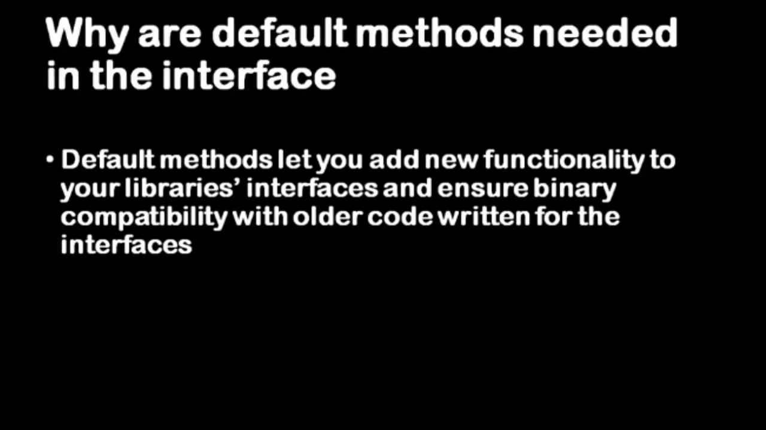Why are default methods needed in the interface? Default methods let you add new functionality to your libraries. If there are 100 classes implementing an interface and you want to add a new functionality, you would need to go and change all those 100 classes. Instead of that, we can directly add a default method inside the interface, and we can achieve our requirement there.